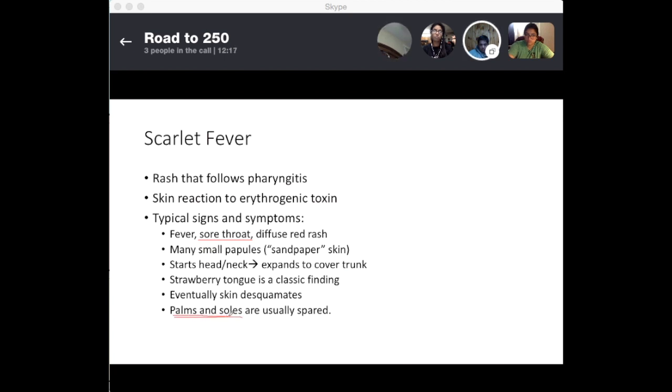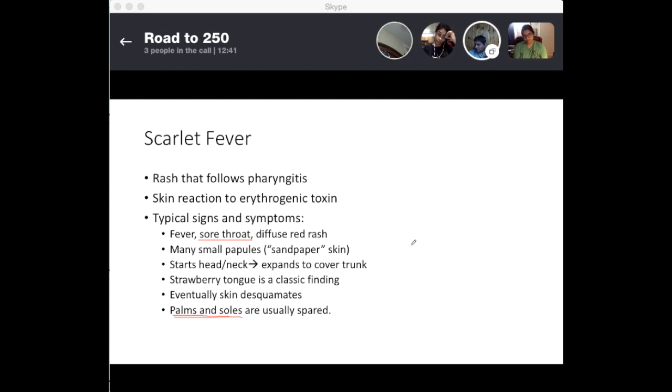But there are three diseases that do. I know that we've covered some diseases that involve rashes on the palms and soles. Could you tell me those three? Syphilis. Syphilis is one. Rickettsia, yeah, Rocky Mountain spotted fever. And Coxsackie virus, right? That's the other one.